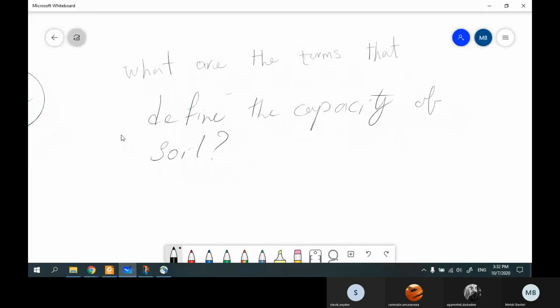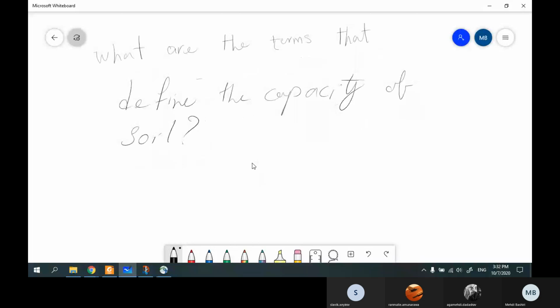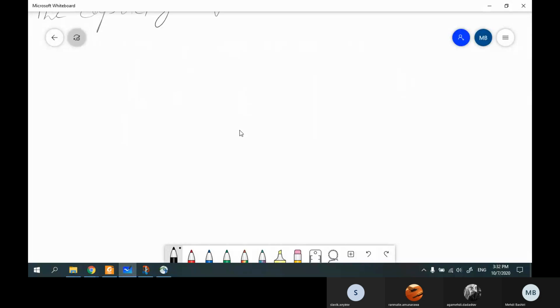So, as I said, we have to answer the question: the capacity of the soil depends on what? For example, if I ask you what are the components or the terms and items that define the compressive capacity of concrete. This is a concrete sample, for example.